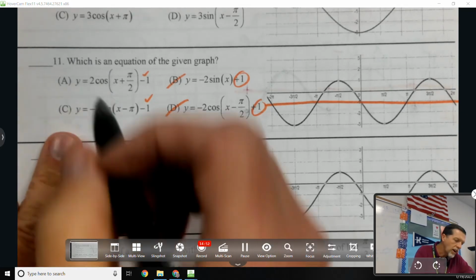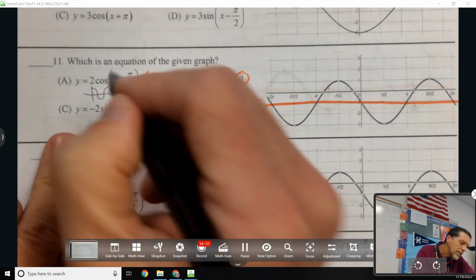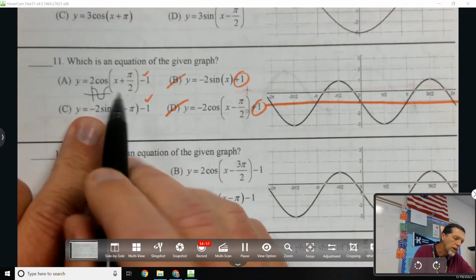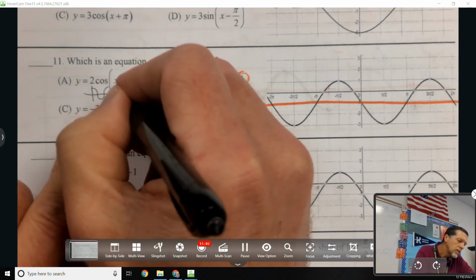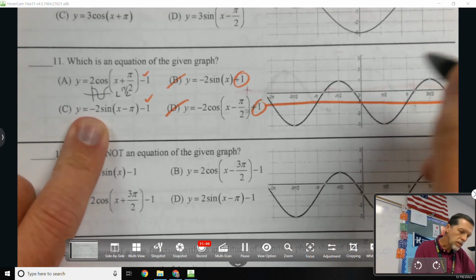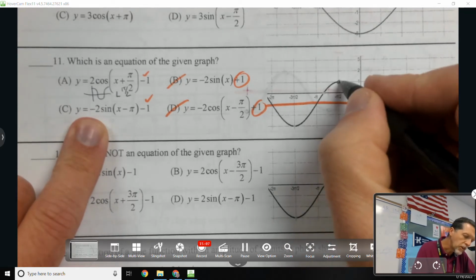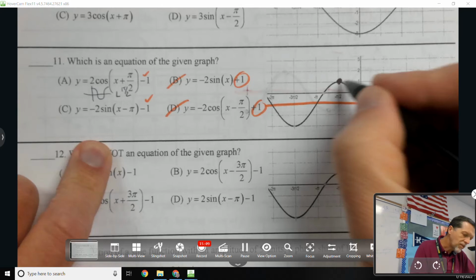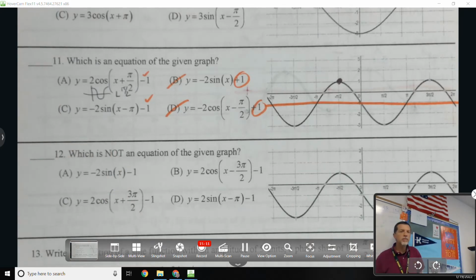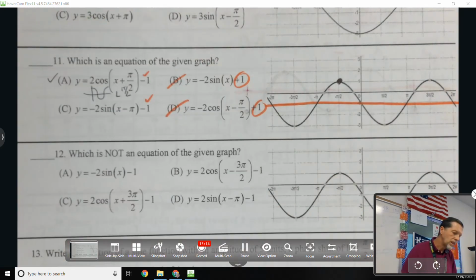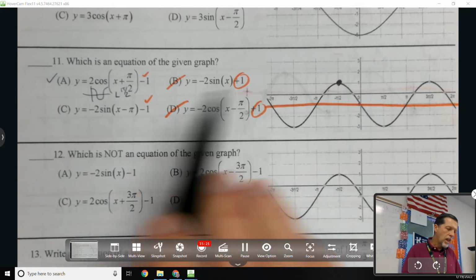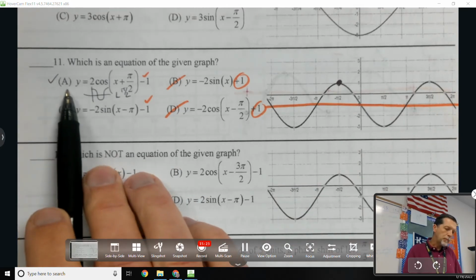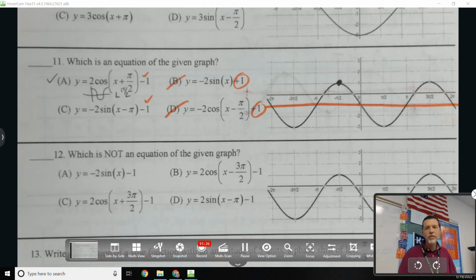So cosine graph starts at a max, but that plus pi over 2 means left pi over 2. So if we go left pi over 2 and start at a max, that checks out. So I think A is good. If we go left pi over 2 and start at a max because we're cosine, I think A is going to work. Let's check C though, just to be sure.